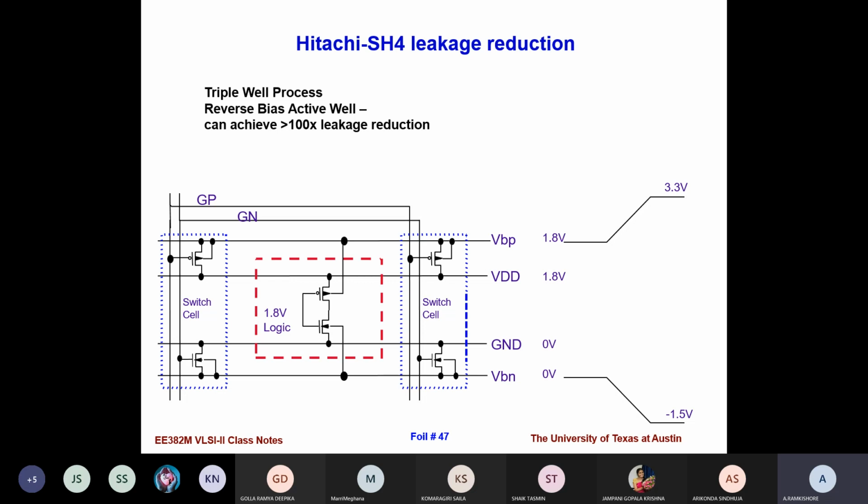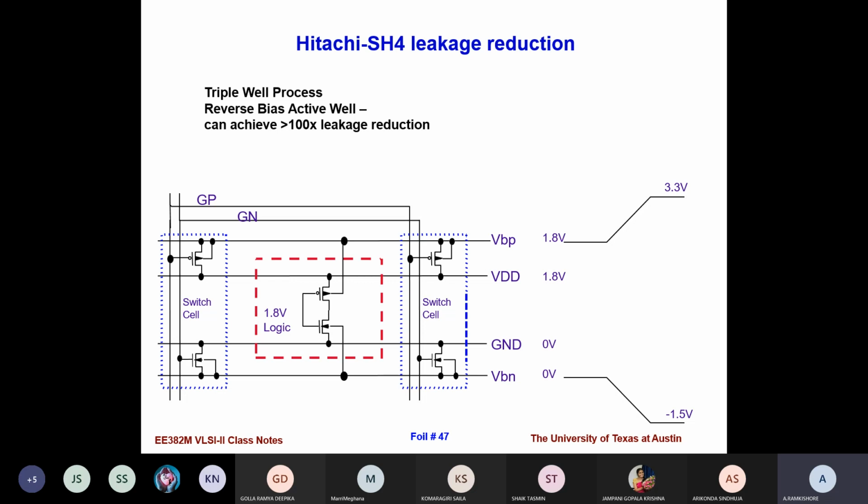That reduces the leakage. The leakage will be reduced by greater than 100x, and this is achieved by hardware-software co-design.